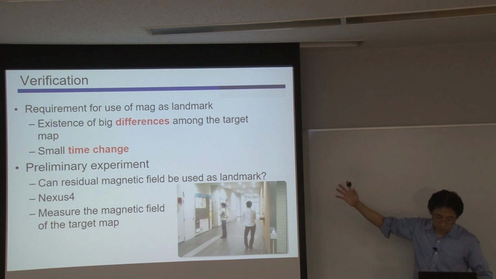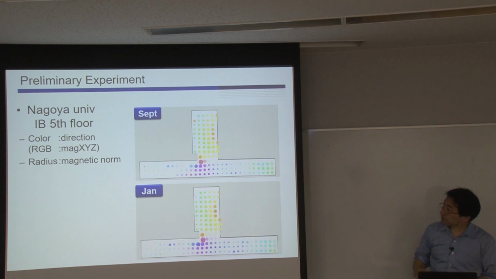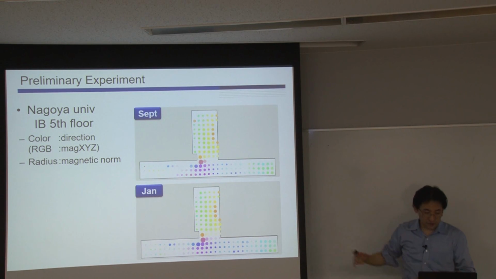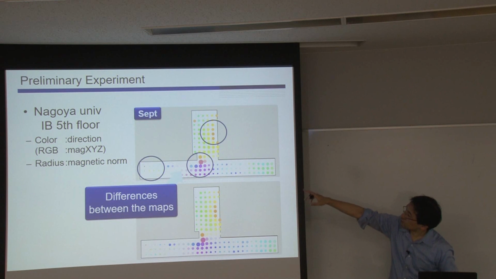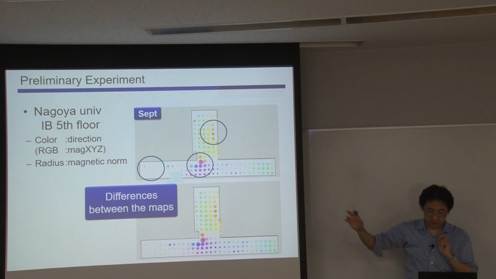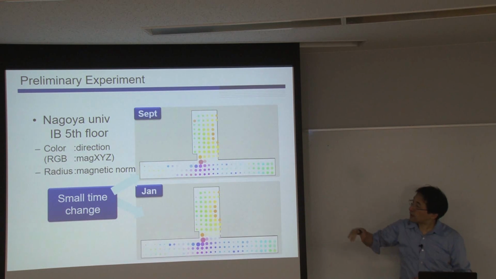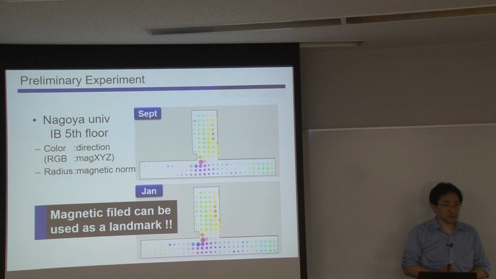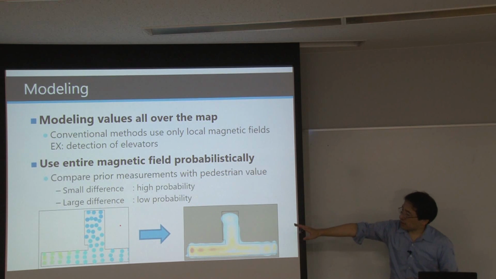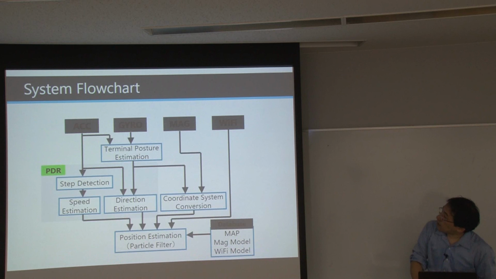We measured the differences over a time span, in September and January, so a 4 to 5 month difference, in the IB buildings. We can see there is a difference in the locations, so we can use these characteristics to estimate the location. Even over 4 or 5 months, we have a similar result, so we think the magnetic field can be used as a kind of landmark. We also model the magnetic field with the same Gaussian mixture model which we used for Wi-Fi.